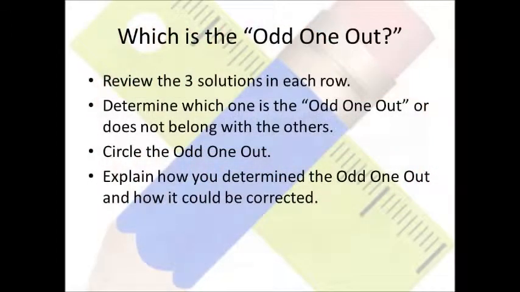So first thing we're going to do is called the odd one out. This came after a unit on area, surface area, and volume. I wanted to see what they remembered and what areas we needed to work with.